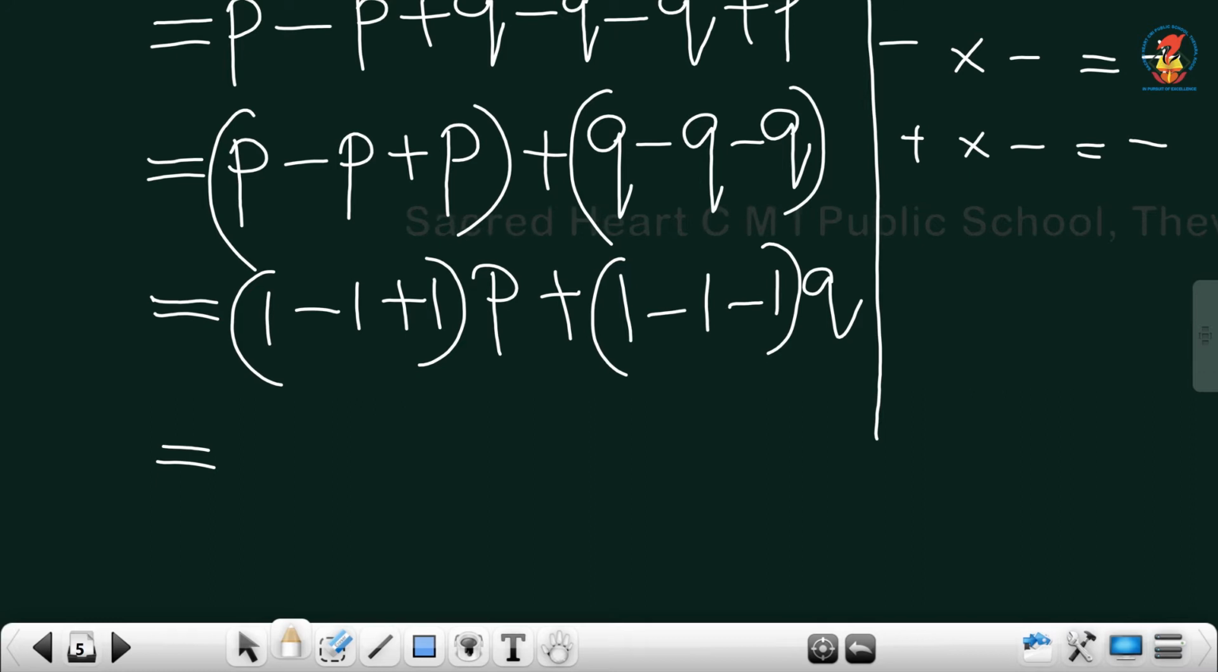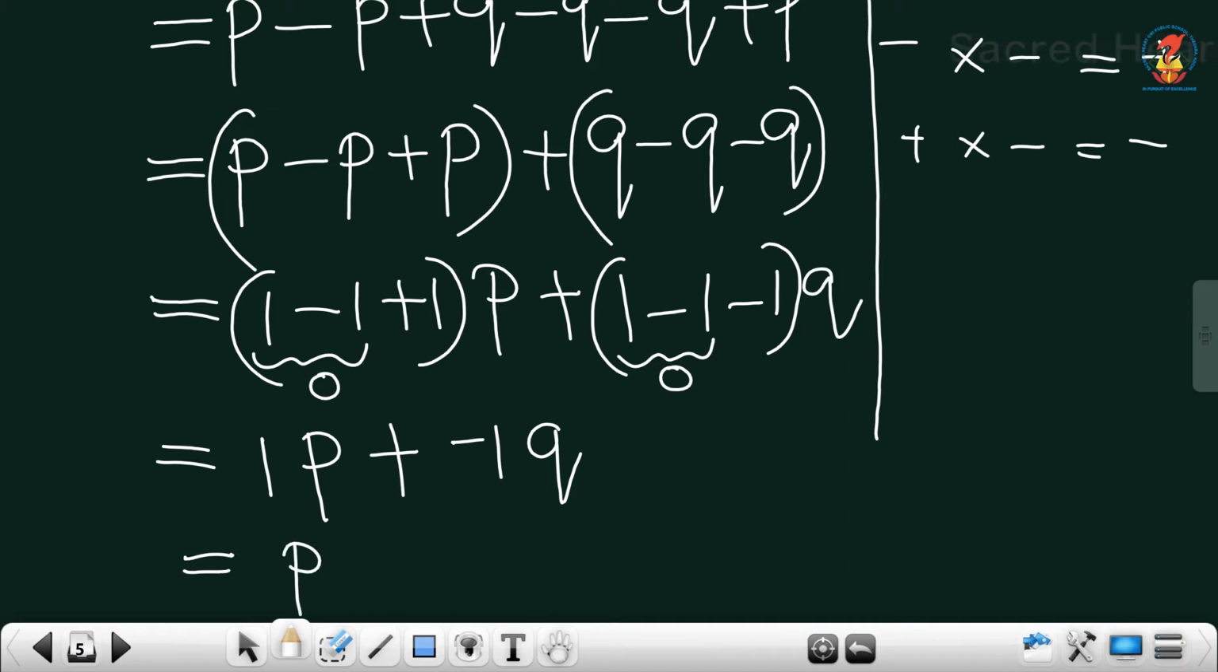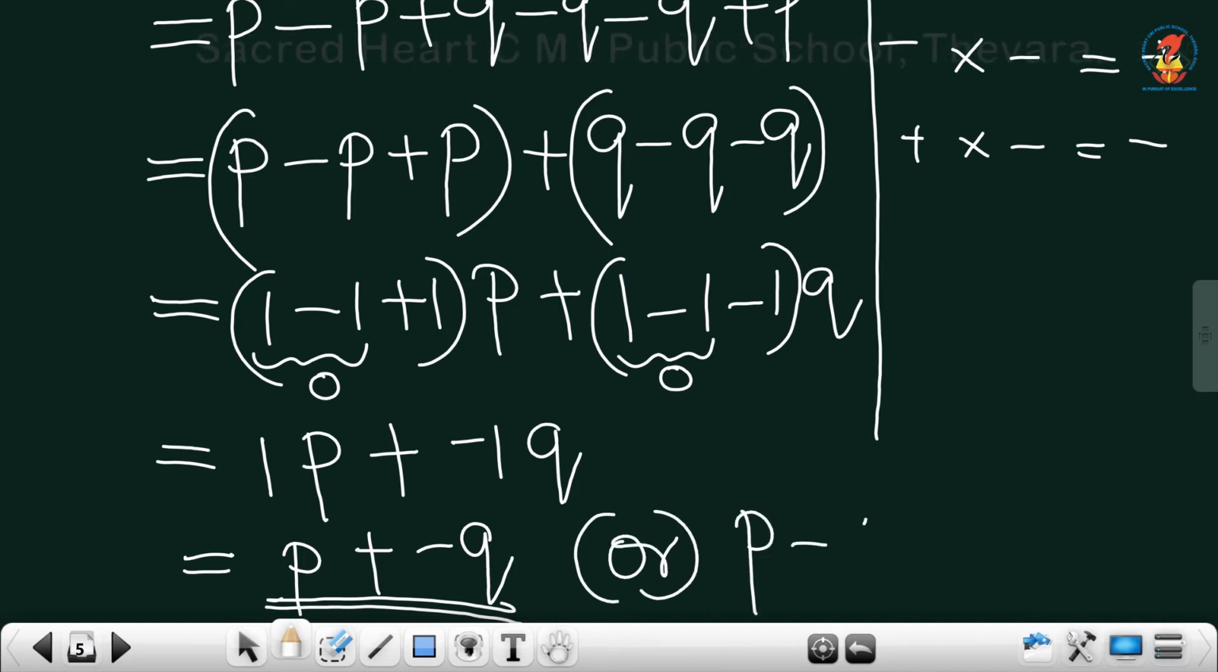Now solve it. 1 minus 1, what is the answer? 0. 0 plus 1, what is the answer? 1. So we can write it as 1P plus 1 minus 1, what is the answer? 0. 0 minus 1, what is the answer? 0 minus 1 is minus 1 itself. So you can write minus 1Q. We already studied when you learned the coefficient, if it is 1P, we will represent it by P, and if it is negative 1Q, we will represent it as negative Q. So what is the answer? P minus Q. I hope this answer is clear.